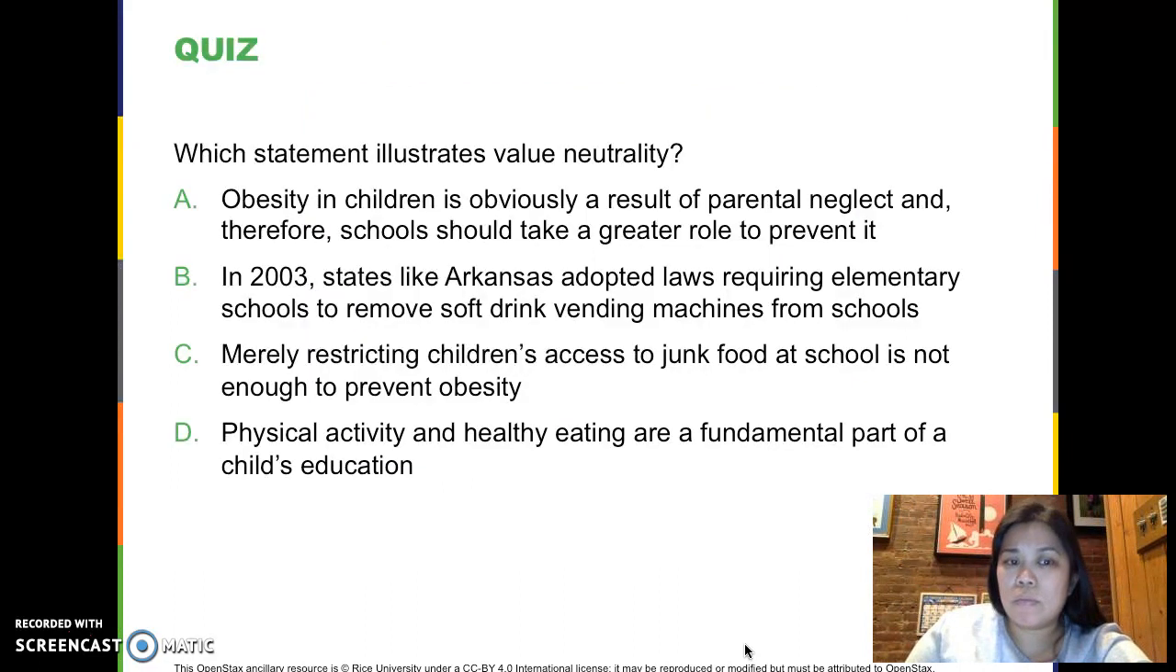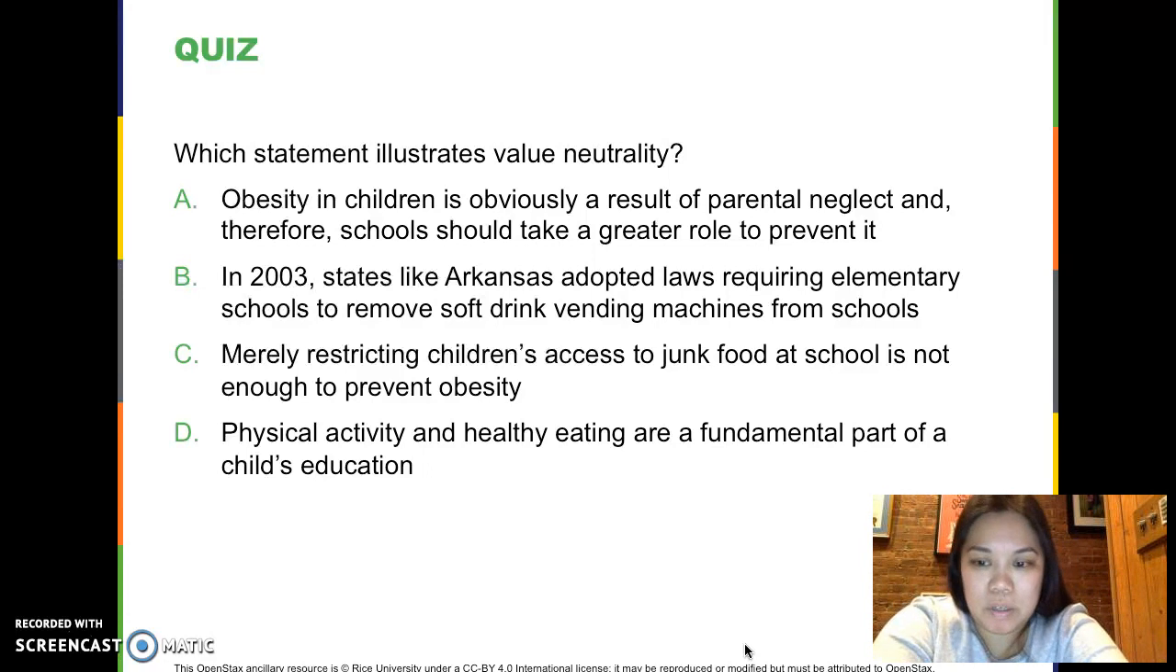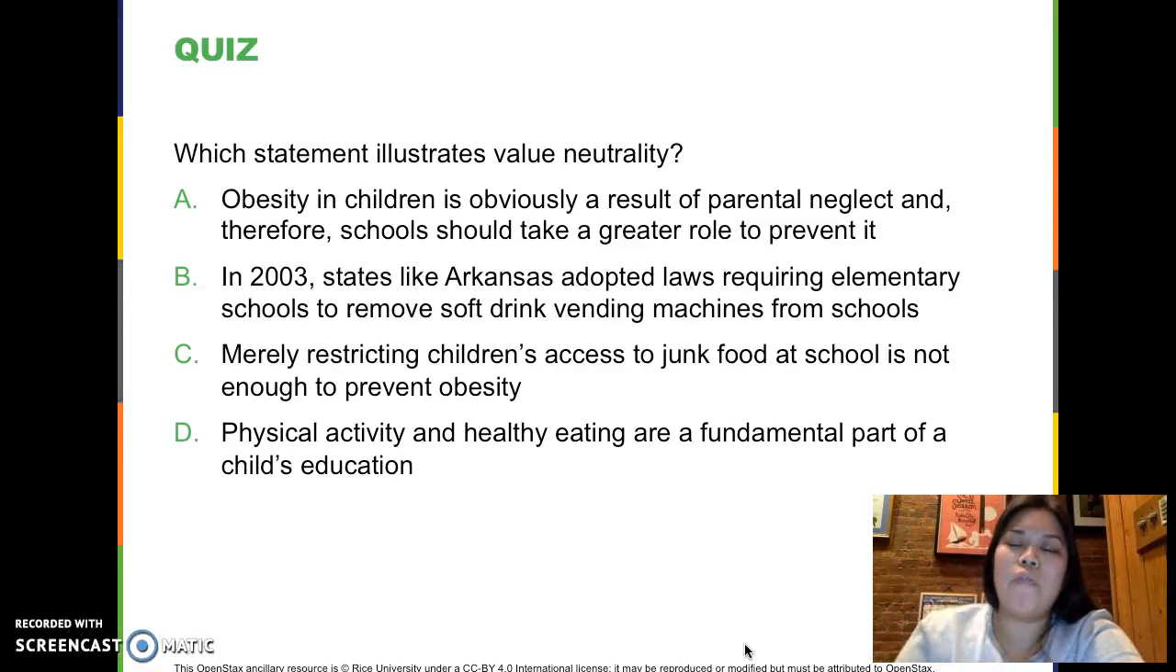So I wanted to take this time to quiz you on a couple of statements that came up. One is about value neutrality. Which statement here illustrates value neutrality? A, obesity in children is a result of parental neglect. B, in 2003, states like Arkansas adopted laws requiring elementary schools to remove soft drinks. C, merely restricting children's access to junk food is not enough to prevent obesity. And D, physical activity and healthy eating are a fundamental part of child education. So, value neutrality.